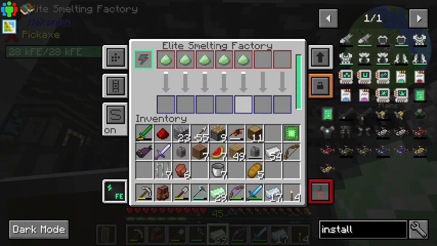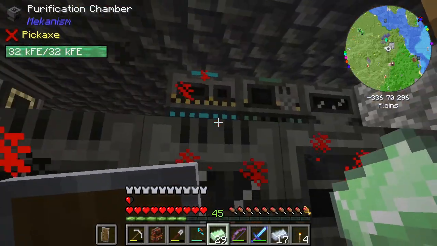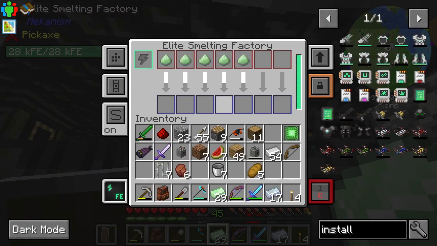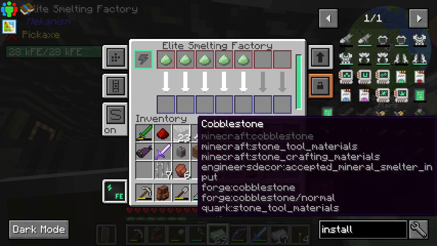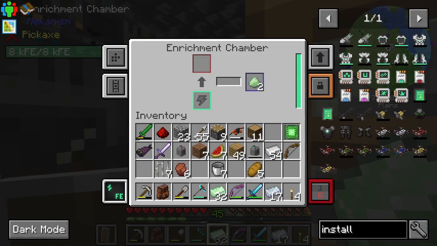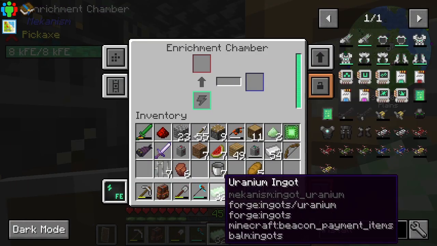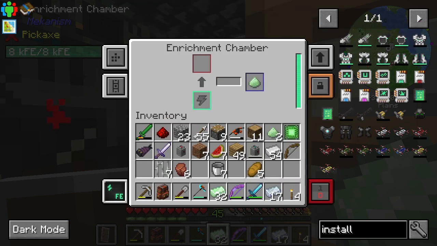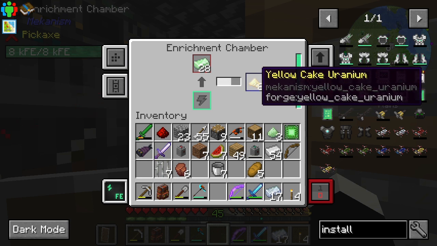So I've got ingots of uranium. I'm going to make this a nice even number. 32. And enrich this into uranium oxide, commonly known as yellow cake.